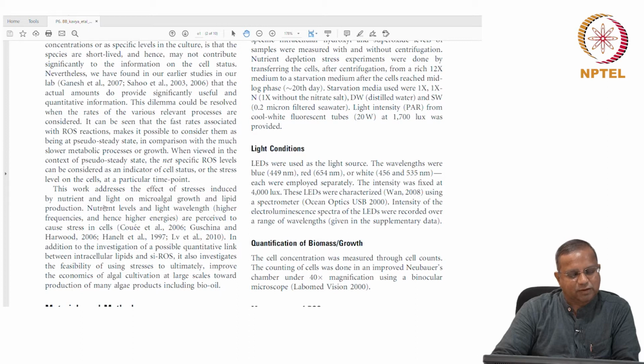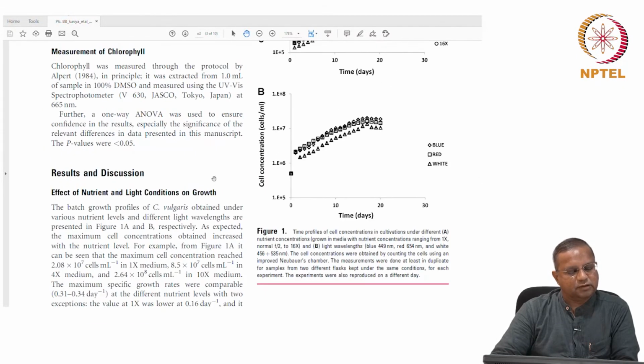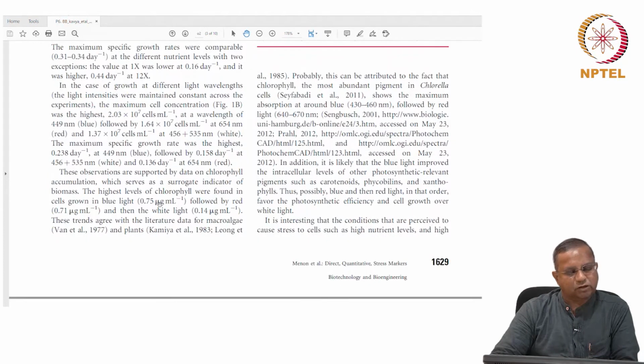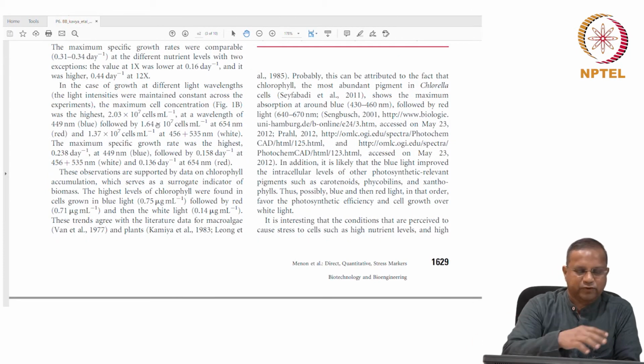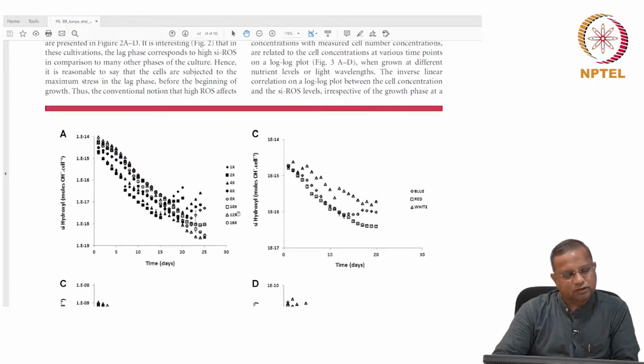Then this, okay, let me read this and then summarize. This work addresses the effect of stresses induced by nutrient and light on microalgal growth and lipid production, nutrient levels and light wavelength; higher frequencies and hence higher energies are perceived to cause stress in cells. In addition to the investigation, we did something else also. Okay. So, these are the materials and methods, these are the results and discussion in a certain framework which may not be very relevant for our discussion here.